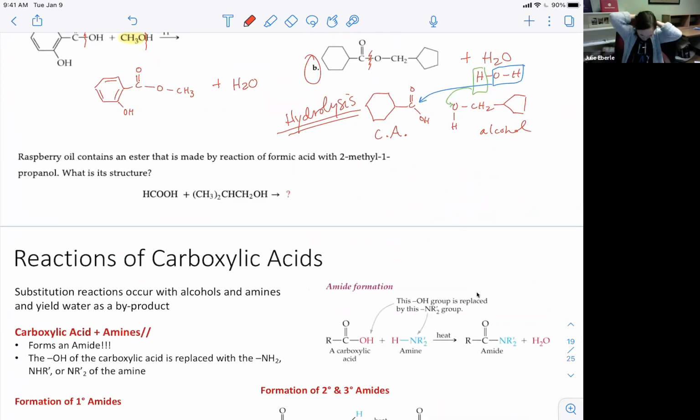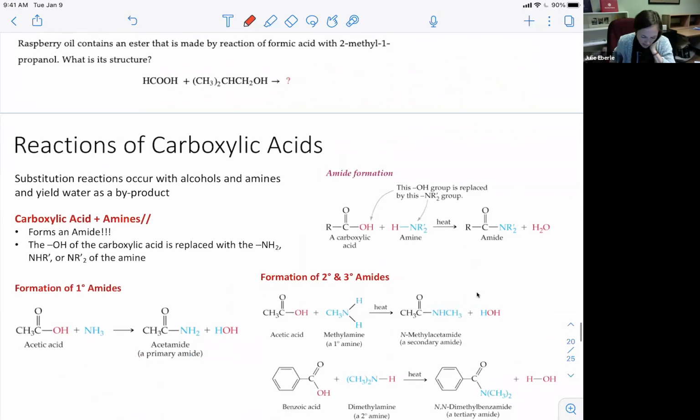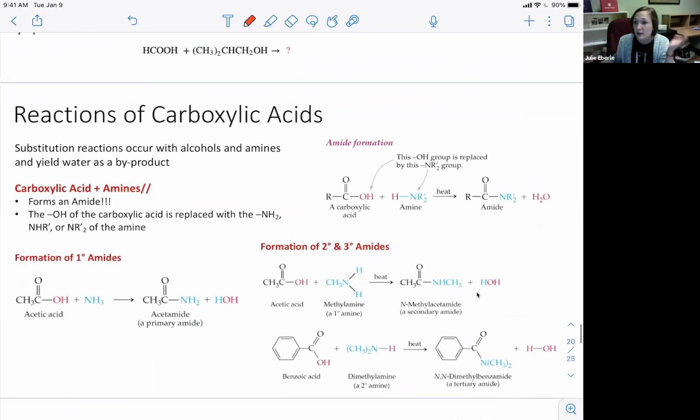Okay, I'm gonna skip over the raspberry oil problem because we need to see how we do this with amides. And then I'm gonna really quickly hit phosphate groups and then we're gonna be done. So just the same way that we form esters by taking an alcohol and a carboxylic acid, now we're gonna take an amine and a carboxylic acid, and we're gonna see how those make the amides that we've been naming and writing this whole time today.